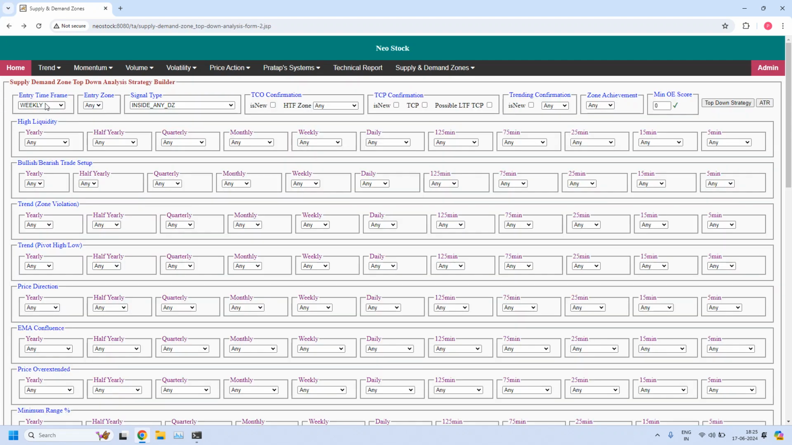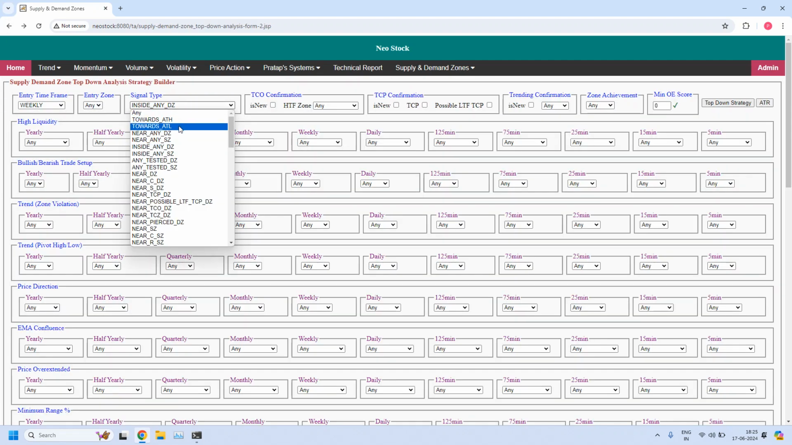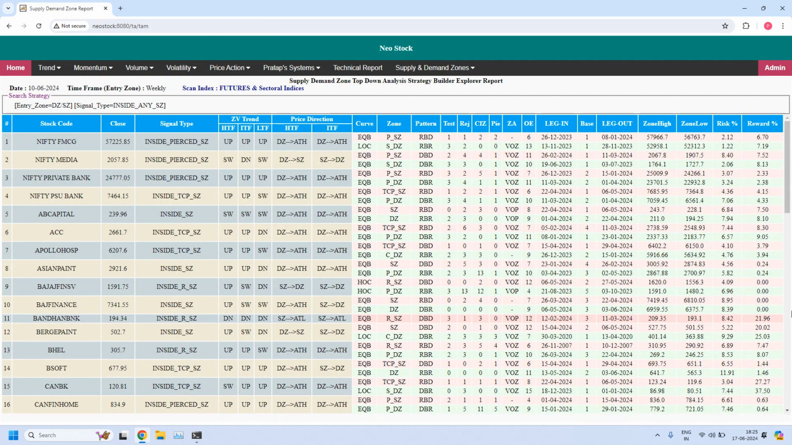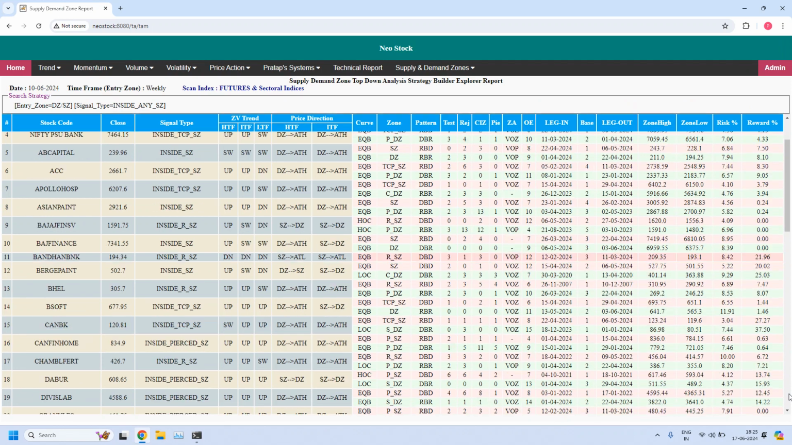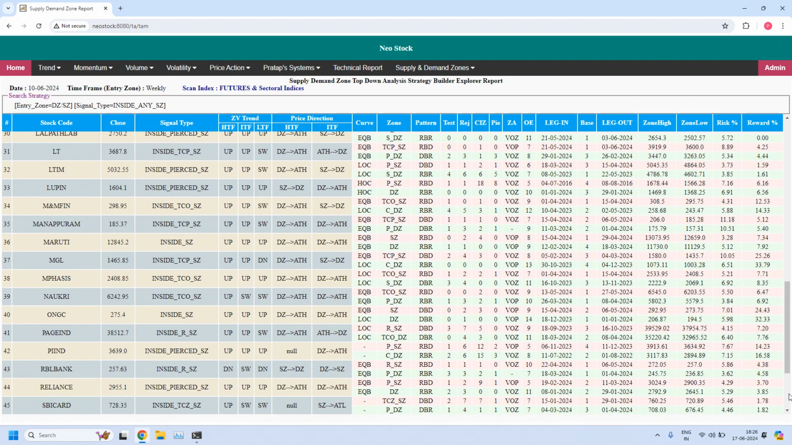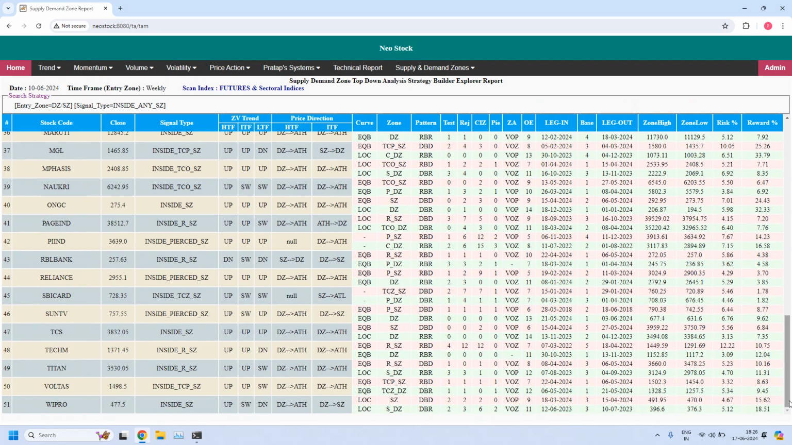So let me go back. For weekly time frame, let us find the stocks where price closed inside weekly supply zone. So good number of stocks are filtered. Let me scroll down. So 51 stocks. So currently price closed inside 51 weekly supply zones. Interesting.